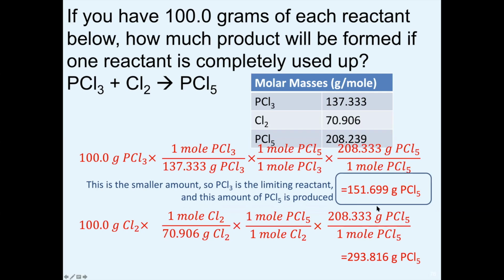So since this is the smaller amount of product, that means that the PCl3 is my limiting reactant. I'm going to run out of it first, and the 151 is my theoretical yield. Okay, I can't get any more PCl5 than this. So I'm going to use up all the PCl3. I'm going to have some Cl2 left over, and at most, I can produce 151.699 grams of PCl5.